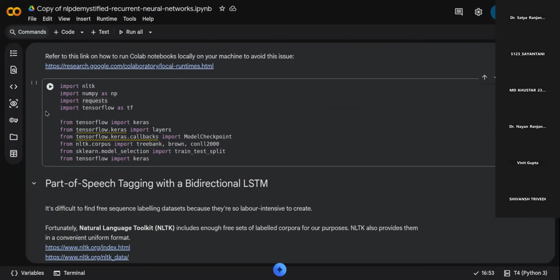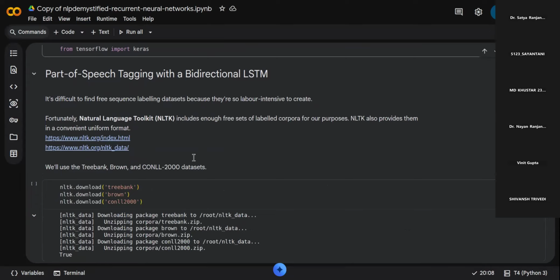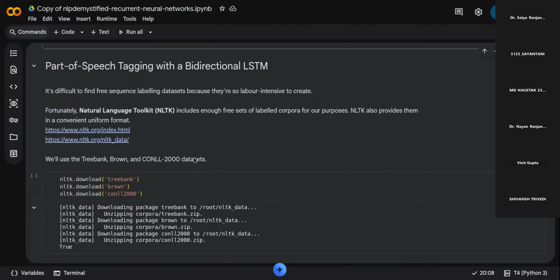Let's do it. So these are the libraries that need to be imported. So just import them: NLTK, NumPy, and requests. Requests is used to download something from the internet, and the model checkpoint you will see. So these are the libraries that need to be downloaded.